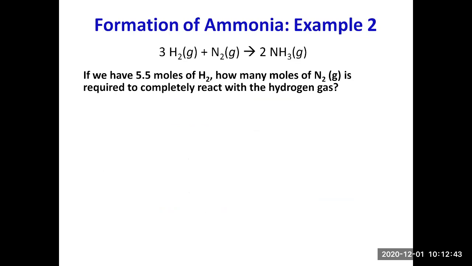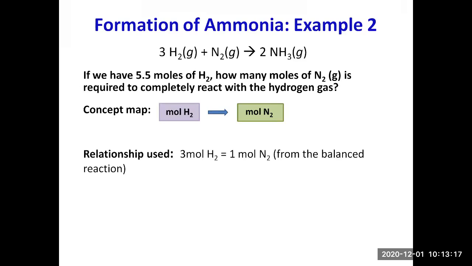Let's look at a second example. If we have 5.5 moles of hydrogen, how many moles of nitrogen is required to completely react with the hydrogen gas? So this time we have moles of hydrogen and we want to find moles of nitrogen we need to react completely with the hydrogen. So here we are dealing with the 2 reactants. So from the chemical equation, we see that 3 moles of hydrogen are reacting with 1 mole of nitrogen. That's the coefficients in front of H2 and N2. So from this equality, we can write a conversion factor.